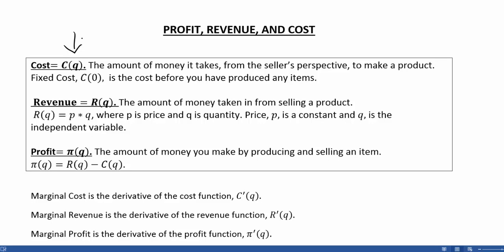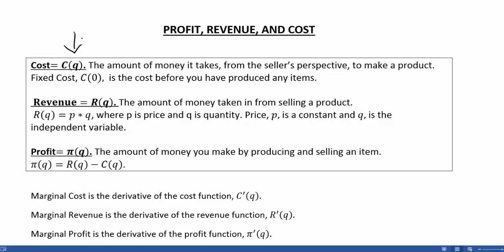So maybe you buy the mold. Maybe you buy a building where you're going to produce these. Before you've actually made any of the product, you have these fixed costs. And again, that's the cost when you've made zero of your item.